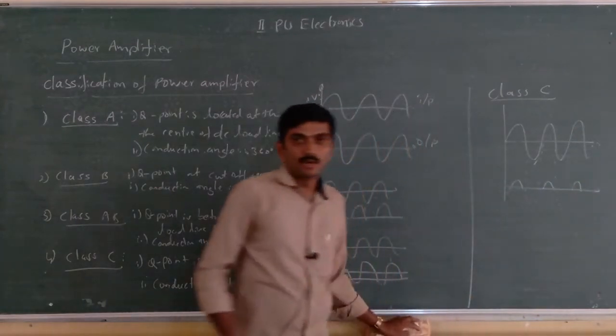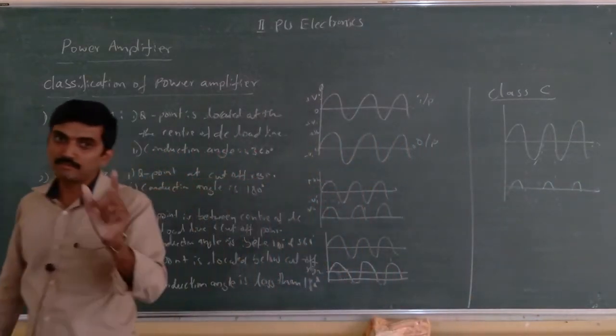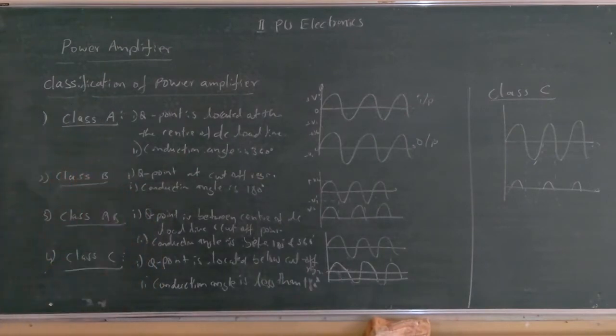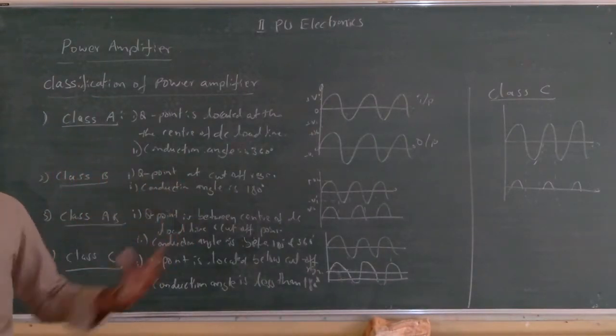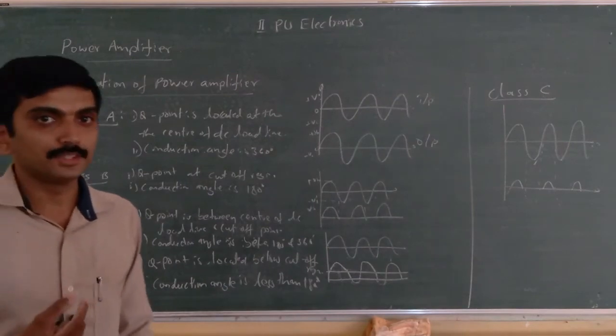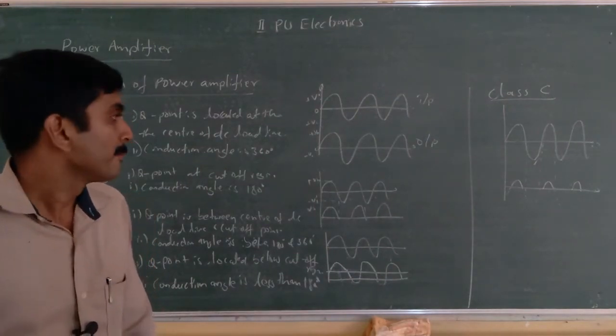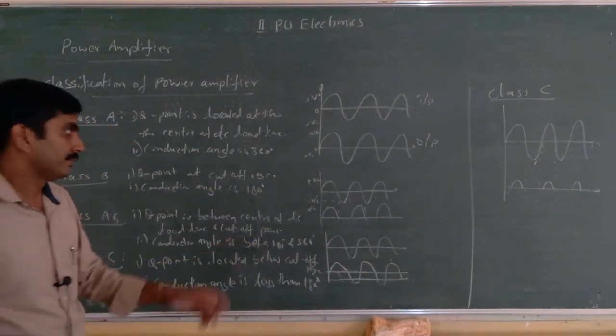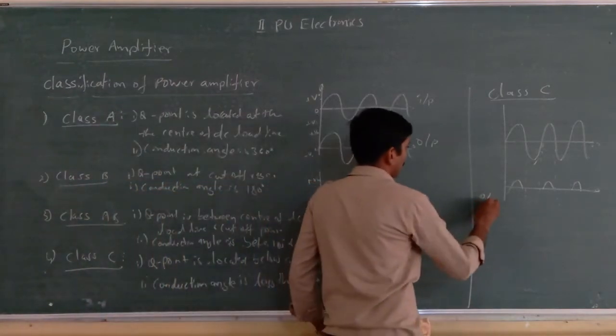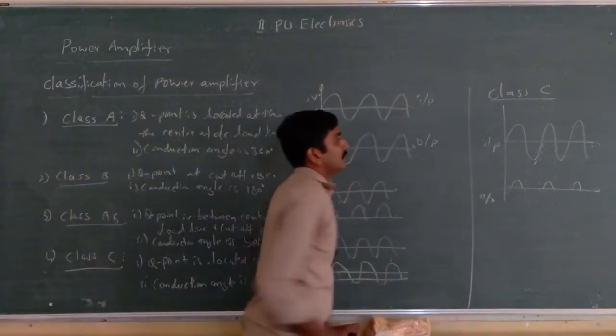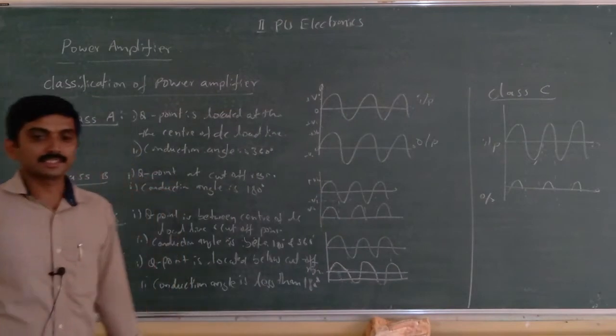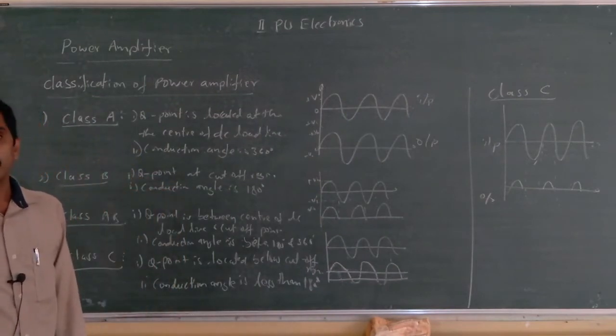Like this. Only a portion of the positive half cycle is available at the output signal. It looks like pulses at the output load. See, this is the output, this is the input signal. So its conduction angle is less than 180 degrees.